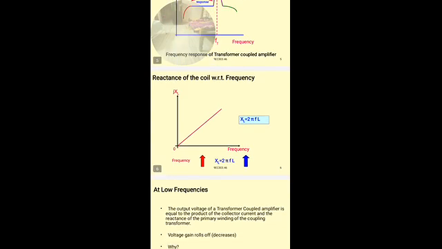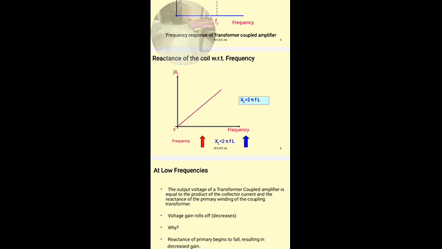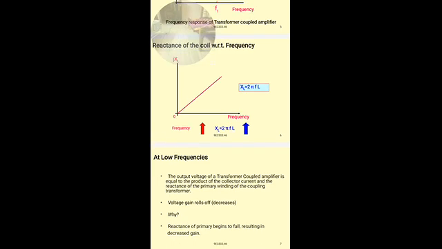So in the low frequencies, the output voltage of a transformer coupled amplifier is equal to the product of the collector current and the reactance of the primary winding of the coupling transformer.